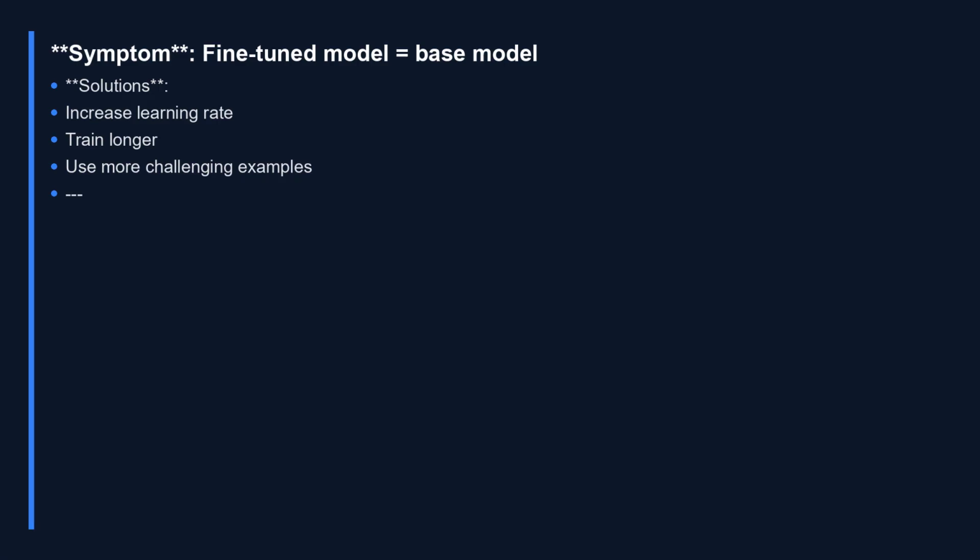If your fine-tuned model's outputs are indistinguishable from the base model, same verbosity, same format inconsistency, no improvement, the training signal wasn't strong enough to move the weights meaningfully. The most effective fixes are raising the learning rate, training for more epochs, or replacing easy training examples with more challenging ones that force the model to actually learn the pattern rather than coasting on what it already knew.